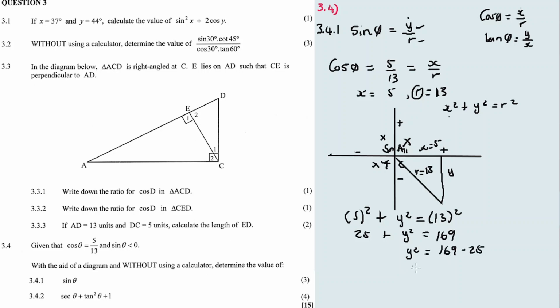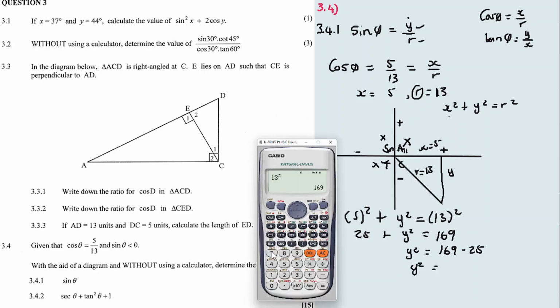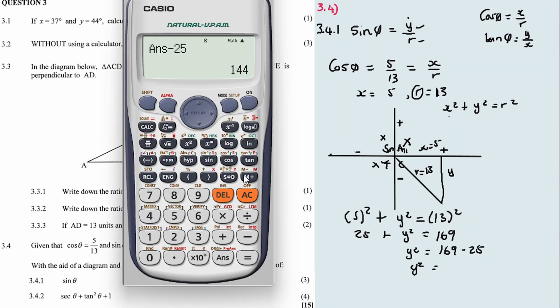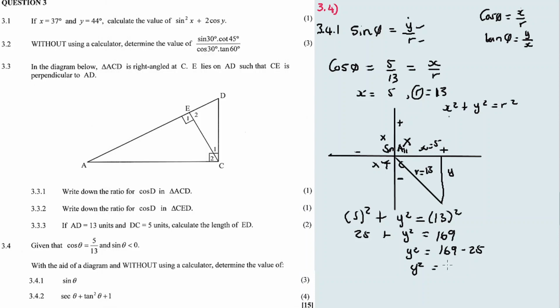Then y squared is equal to 169 minus 25. Remember, I transpose. Then y squared is 169 minus 25, which is 144. The square root of 144 is 12. Take the square root on both sides: plus or minus, so y is equal to plus or minus 12. That's why I need the diagram here so that we can find the correct answer. So therefore y is equal to minus 12. For y, it's minus 12.